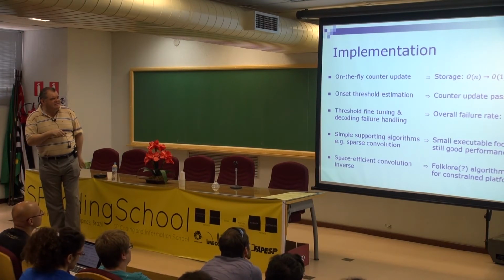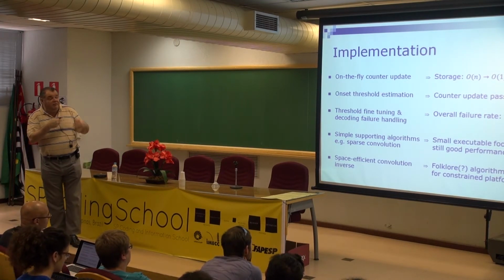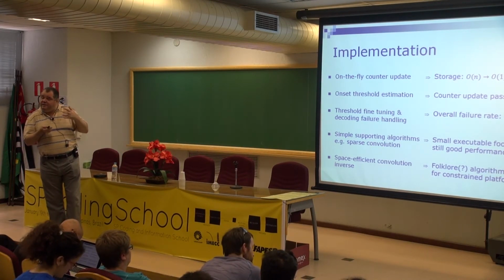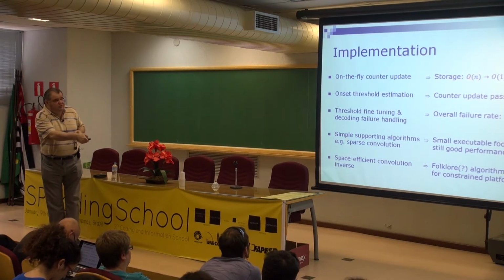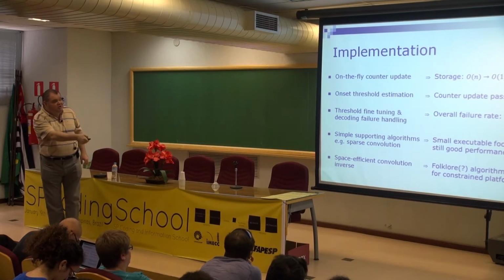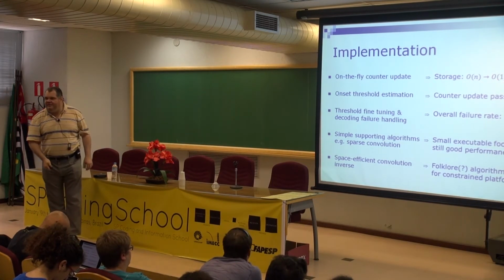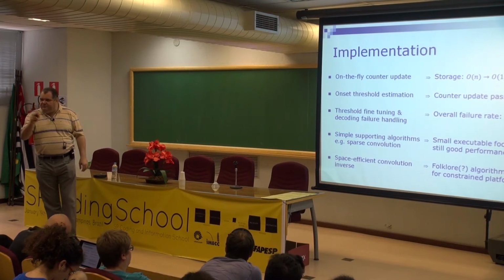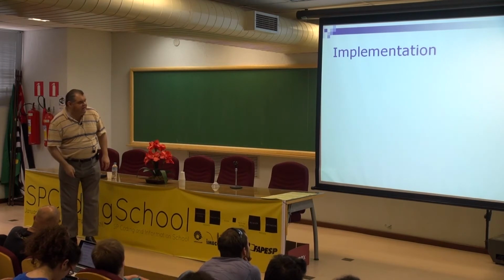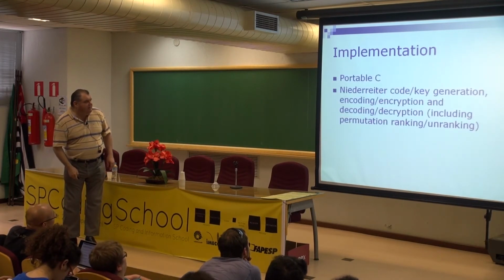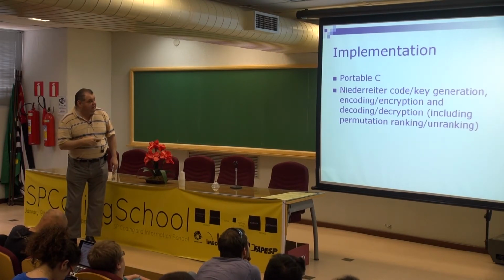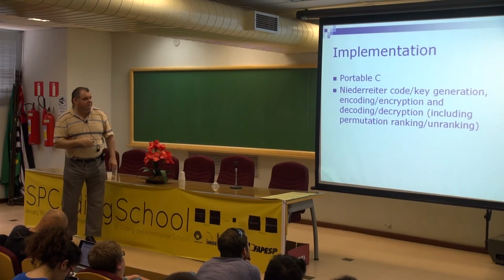So this is a summary of how we can implement this on a very constrained platform. It's possible to reduce, as I said, the storage from linear, from n counters to a single counter, not merely order of one, but exactly one counter, and performance is good. I have the values here. An implementation written in portable C, no assembly language, of the Niederreiter cryptosystem.